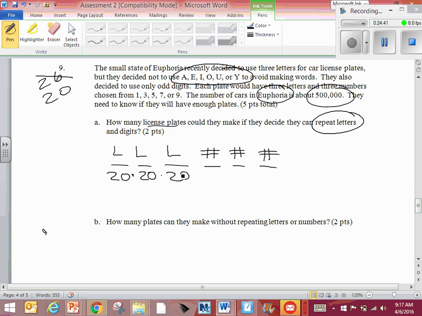Same thing with the numbers. It's a bag of numbers. How many numbers are in the bag? Well, they say we're not doing any even numbers. We're only going to do odd numbers. How many odd numbers are there? There are 1, 2, 3, 4, 5 odd numbers. All right, so in the bag, when I reach in, how many chances are there? There are 5 numbers.